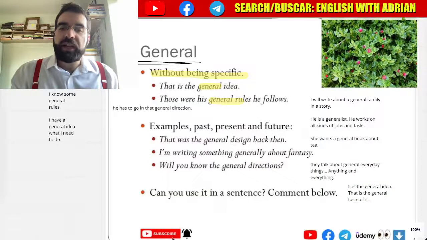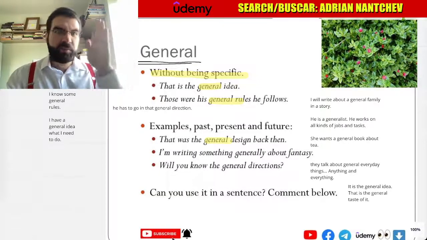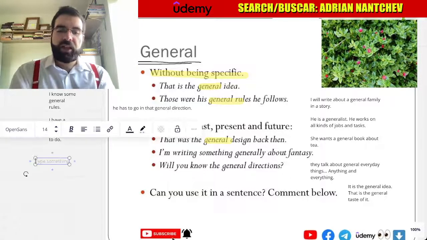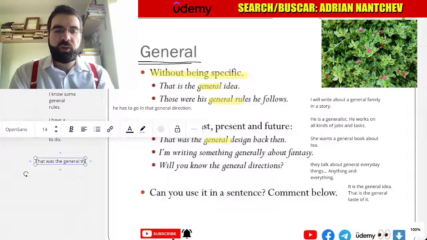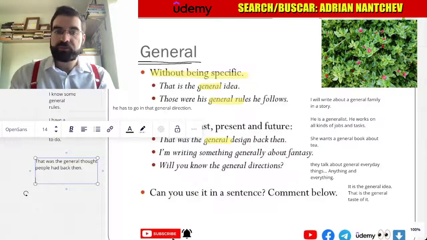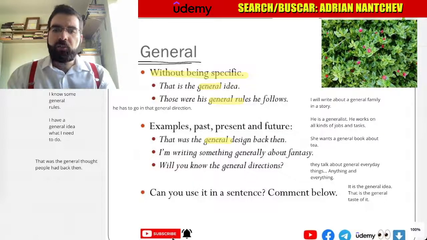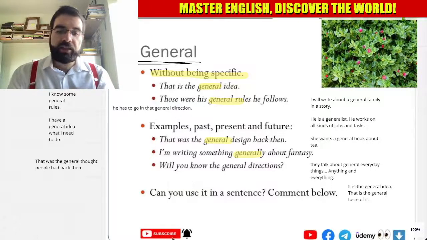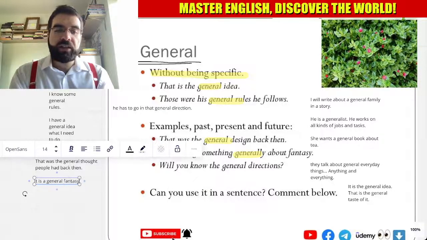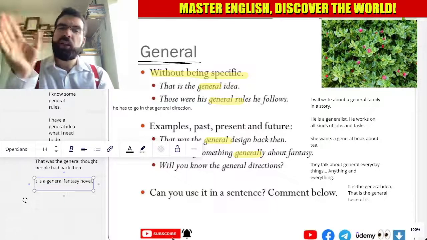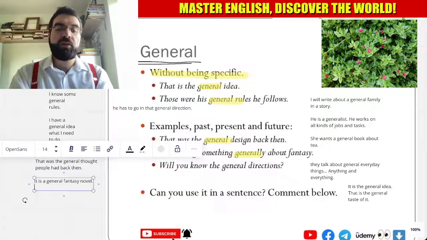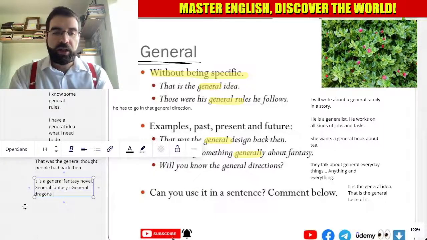That was the general design back then. The general design, not specific, but the general thought. That was the general thought people had back then. I'm writing something generally about fantasy. It is a general fantasy novel. Nothing specific. Just general fantasy. General dragons and such. How cool is that?